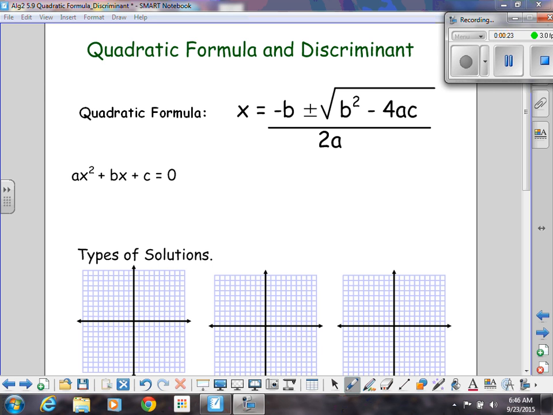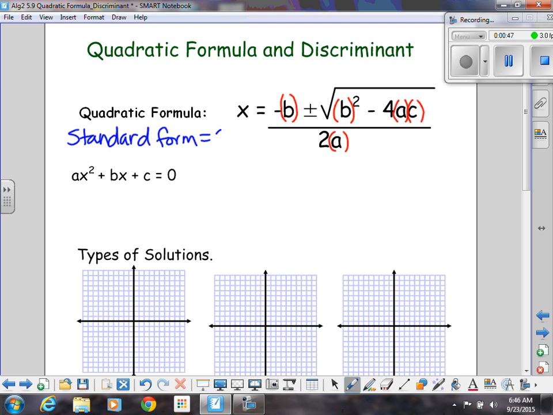What I want you to do right away is put parentheses around each letter of the quadratic formula. That way when you start plugging in numbers for those letters, you remember to put those in parentheses. In order to use the quadratic formula, your quadratic equation has to be in standard form and it has to be equal to 0. So it has to look like this. Please do not try to use A, B, and C unless it looks like that.